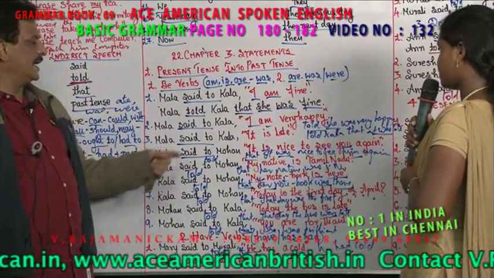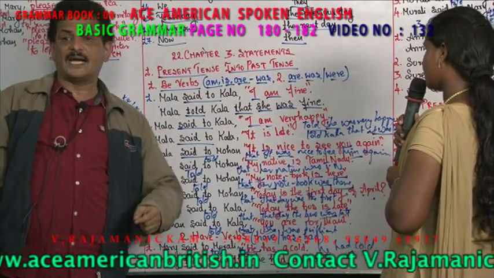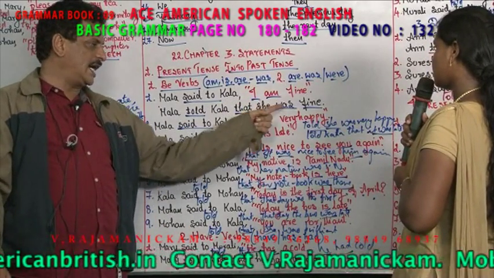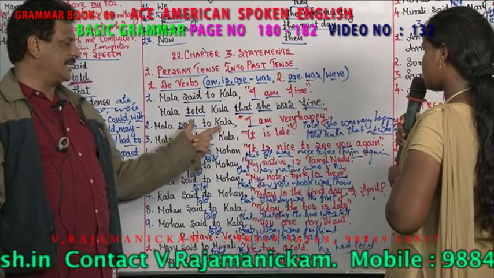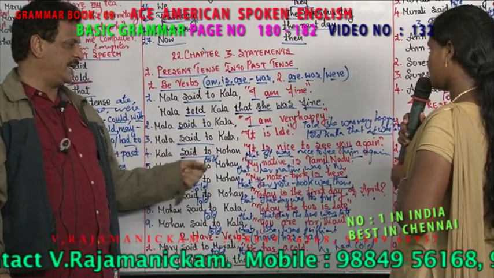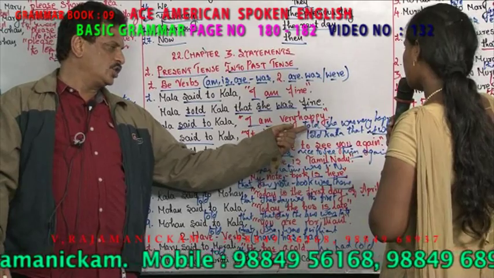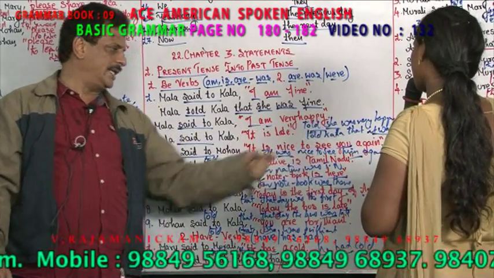மாலா கூறினால் கலாவிடம், அதாகப்பட்டது அவள் நன்றாக இருந்தாள் என்று. She was fine என்று மாறிவிடுகிறது. Mala said to Kala, I am very happy. அயற்கூற்றில் என்ன ஆகிறது? Mala told Kala that she was very happy.